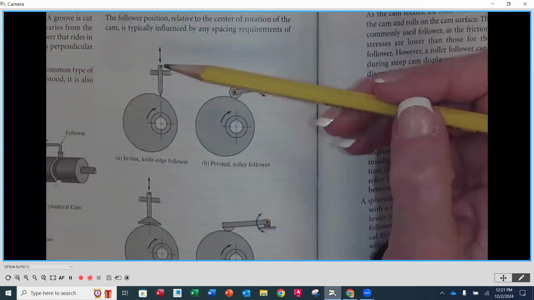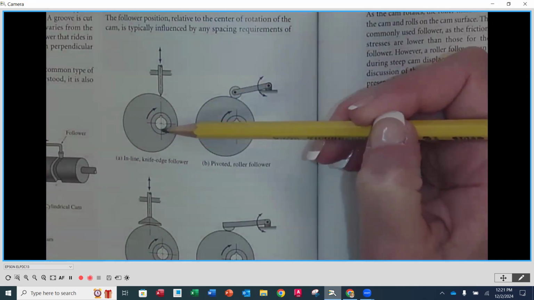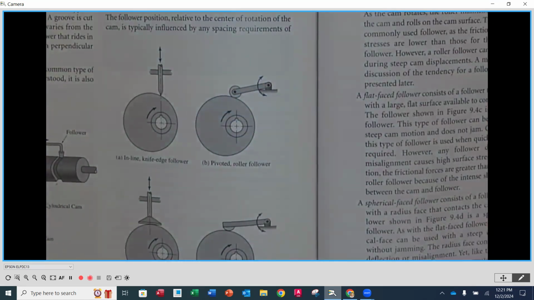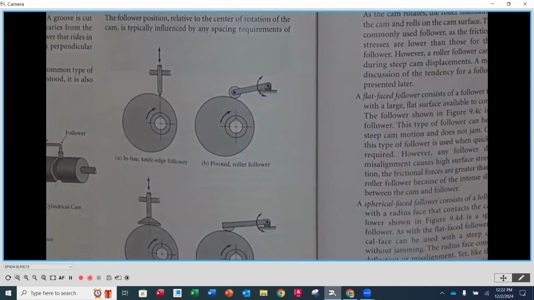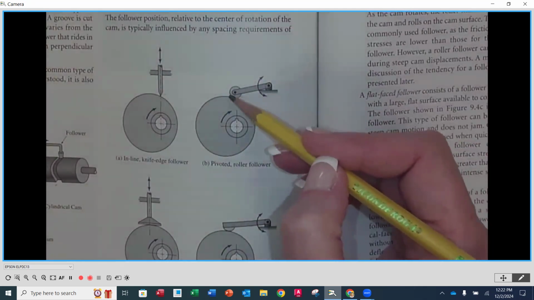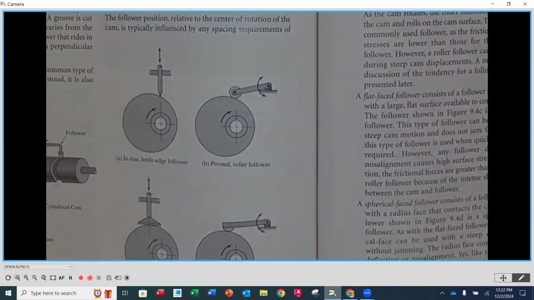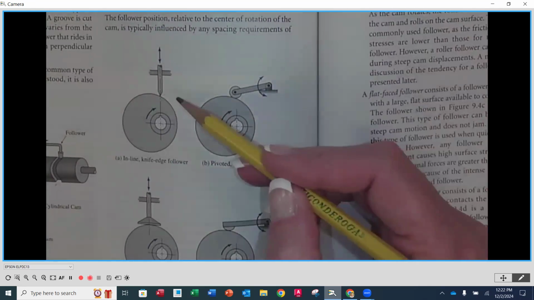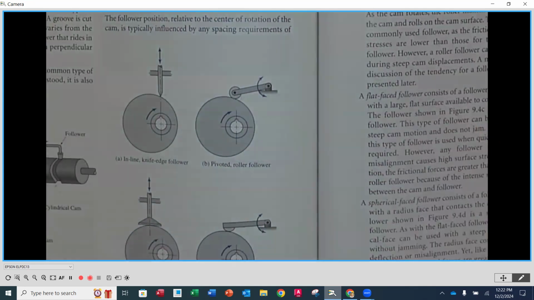And in addition, this knife edge, if we look at the center line of it, it is in line with the center line of where the rotation of the shaft would be. Okay, so that's called an inline follower, and the type of follower is going to be a knife edge. The next one that we have here is going to be a pivoting roller follower. And the roller just is going to talk about the shape of the follower as it interacts with the cam itself. So here's that knife edge, just really comes to a point, and then you have the roller.